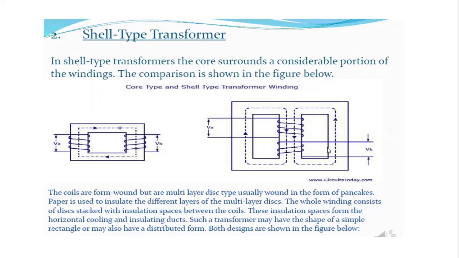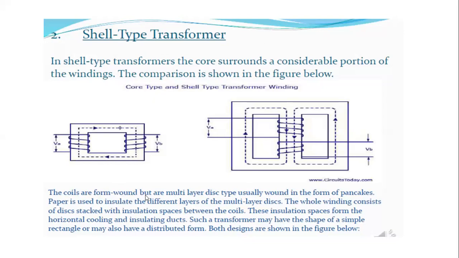In the shell type transformer, at the middle of this limb, we connect both the windings, that is the primary winding and the secondary winding. At the middle we connect both the windings. This type of transformer is called the shell type transformer.